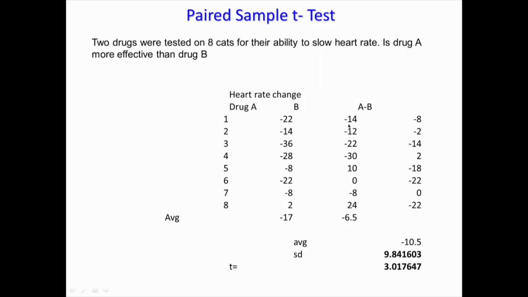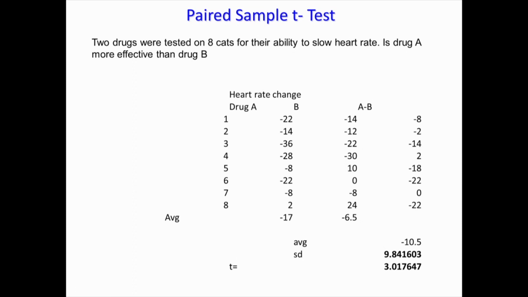So, I can do A minus B: minus 22, minus 14, minus 14, minus 12 and so on. I can add up overall, that comes out to be minus 10.5, that gives you the mean. Now, these are the values. Okay. I can calculate the t.